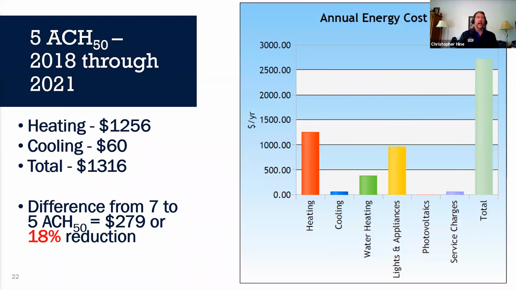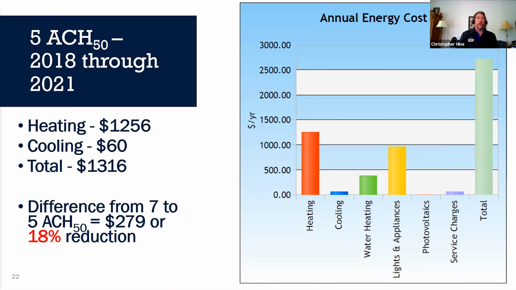Now, moving to where we are today, we're currently in the 2015 IRC, and there was a modification that we all know of that allowed us to go from 3 ACH50 to 5 ACH50. So this timeline of these products being built was 2018 through 2021. Our heating cost was $1,256. Our cooling went up, right, from I believe it was 57 to 60, so it went up $3, and that puts our total at $1,316. So the cooling, it has to do with mechanical ventilation and things like that. So that's a difference from going from 7 ACH50 to 5 ACH50. That's going from pre-2018 to 2018 through now.